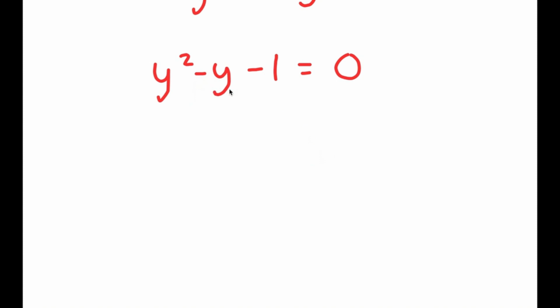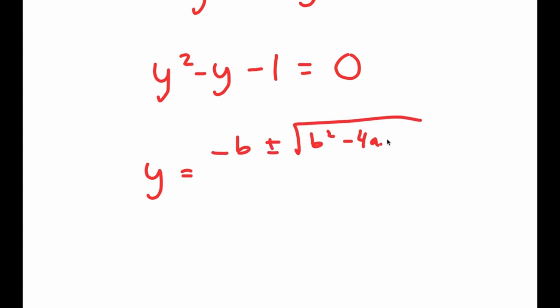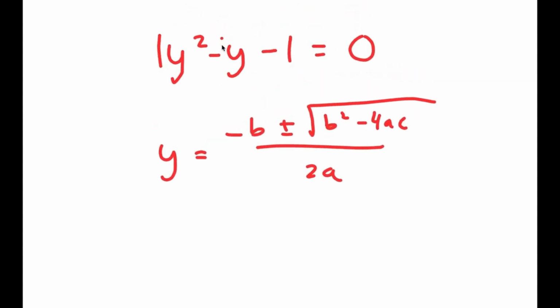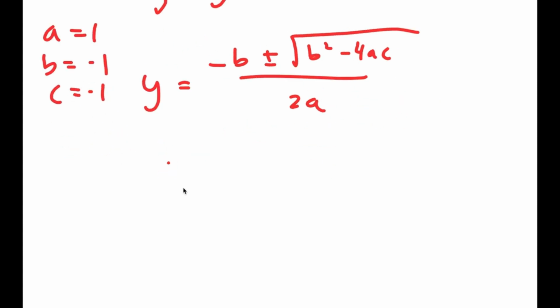Now, what we have here is a quadratic equation. And to solve this, I'm going to be using the quadratic formula, which is negative b plus or minus the square root of b squared minus 4ac all over 2a. So in this case, I'm going to look at the coefficients. A is 1, b is negative 1, and c is negative 1.